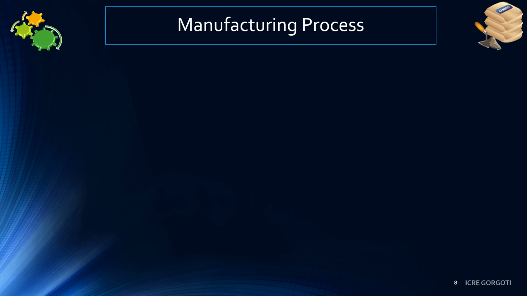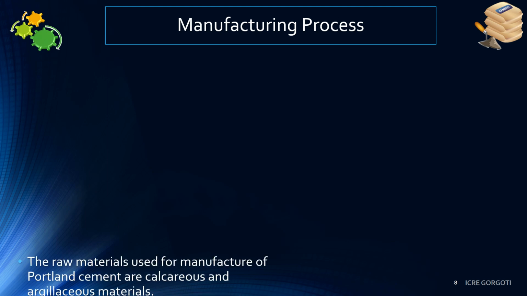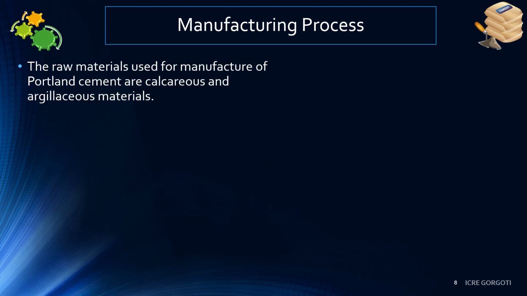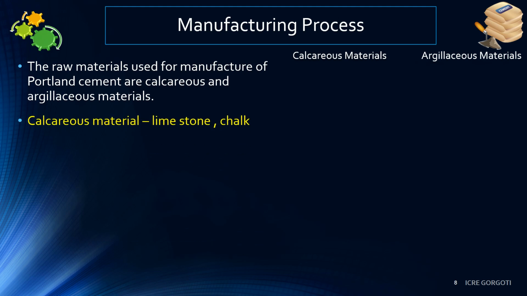The next point is the manufacturing process of cement. Then let's see how cement is manufactured. The raw materials used for manufacture of Portland cement are calcareous and argillaceous materials. Calcareous material means the material which contains calcium, and argillaceous material means the material which contains clay. Calcareous materials include limestone and chalk, and argillaceous materials include shale and clay.